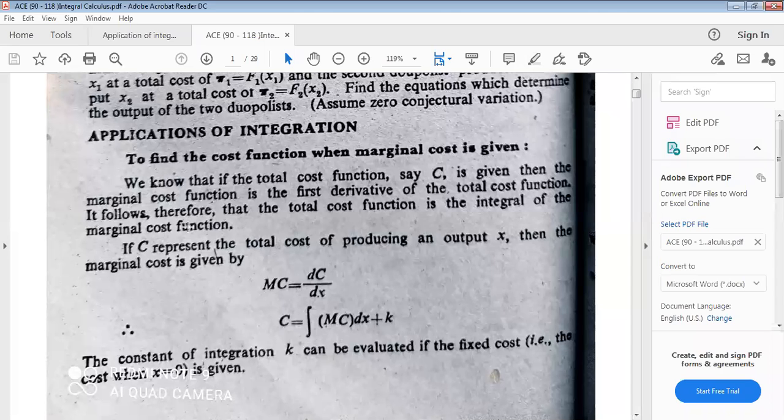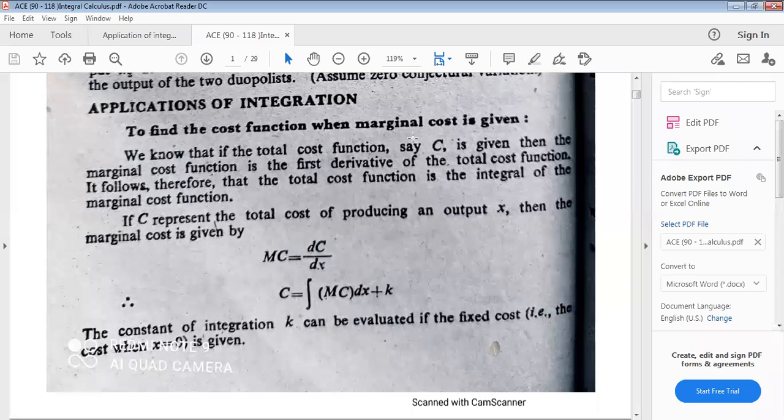Now, the application of integration in business and economics. We know that if the total cost function C is given, the marginal cost function is the first derivative of the total cost function, because marginal cost equals the differentiation of the cost, just the rate of change of cost with respect to the number of units. This rate is considered the marginal cost.